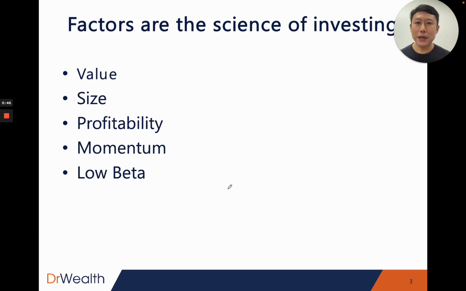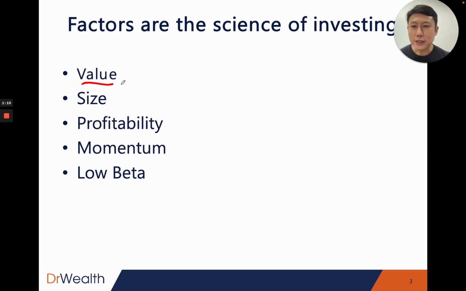Factors are based on academic research. It actually came from the finance academia, where they use data to prove or disprove certain factors or certain styles, whether they work or not. There are a lot of factors out there, hundreds of them, if not thousands. But there are the 5 critical ones, the most significant ones that everyone should know. So these are the 5.